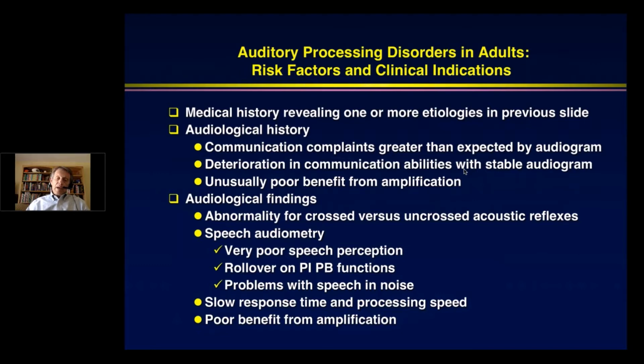Sometimes you'll find that the patient seems to be adequate in terms of their scores on tests, but it takes them so long to produce the responses. You're constantly slowing down the test and having to give them time. And they're telling you, boy, this is tiring me out. Then that also is a risk factor. And as I said, poor benefit from amplification is always, in an adult, a risk factor for APD.